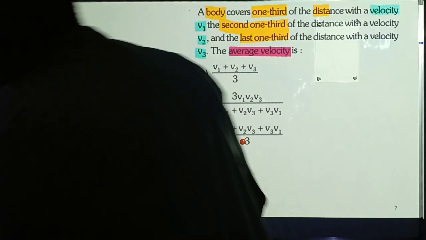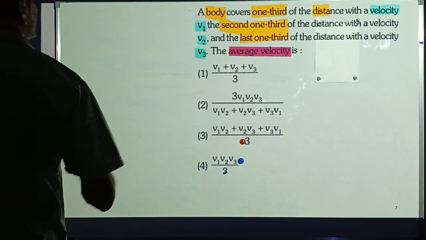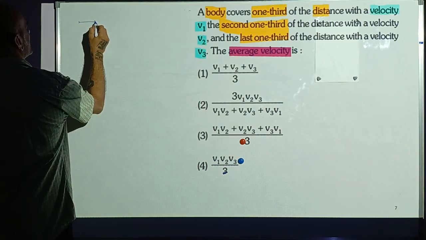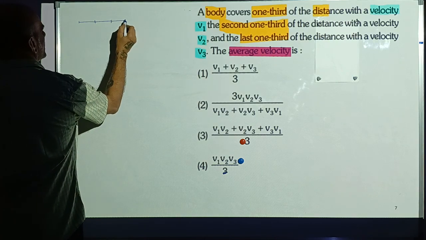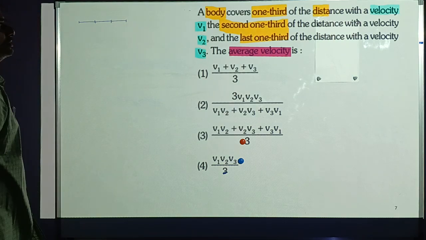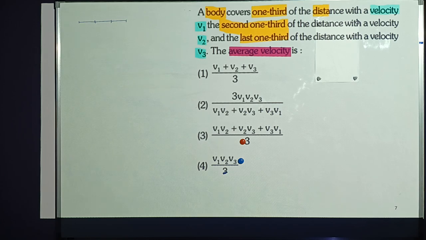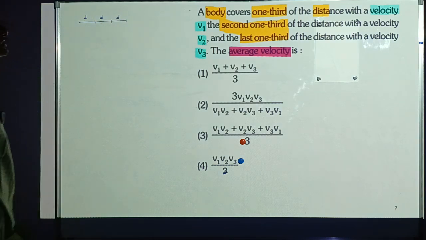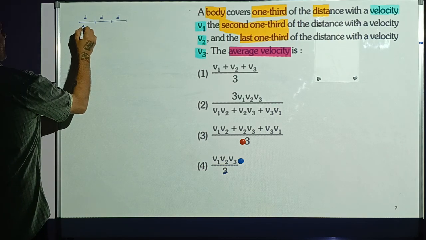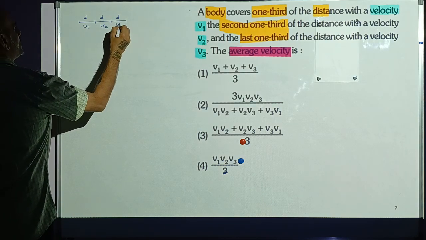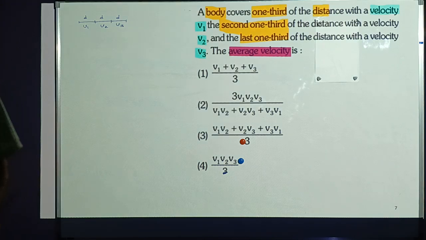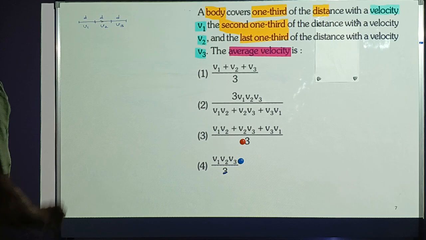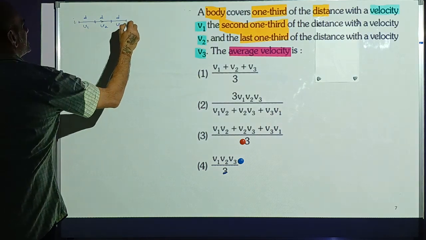First, draw the trajectory of the motion. A body is covering 1/3 of the distance, and second 1/3 in the second part, and third 1/3 of the distance in the third part. So three equal parts distance-wise. If you call this distance d, second also d, third part is also distance d. But the velocities are different: v1, v2, v3. So this is the trajectory of the motion, which is the path taken by the particle. This is the initial point. This is the final location.